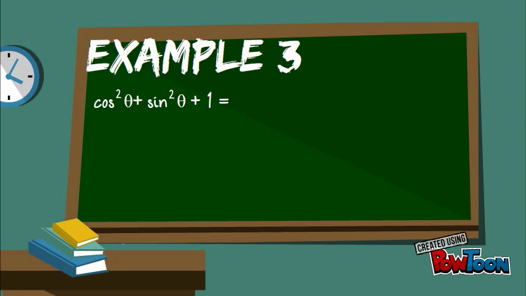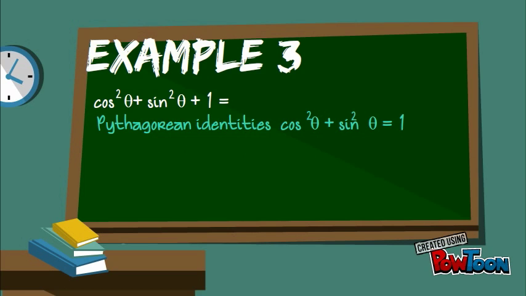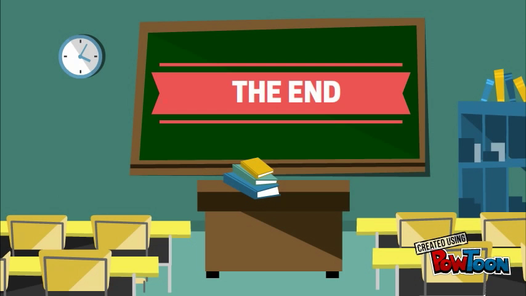Okay, so now that we have cosine squared theta plus sine squared theta plus 1, we're going to use our Pythagorean identities. As we know, cosine squared theta plus sine squared theta equals 1. So we are going to substitute that 1 into our first equation. So now we get 1 plus 1, and our final answer is 2.